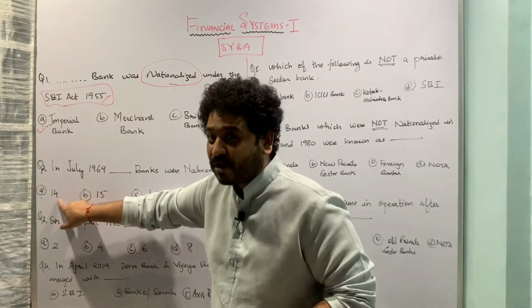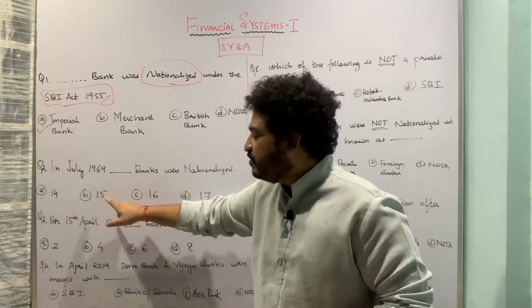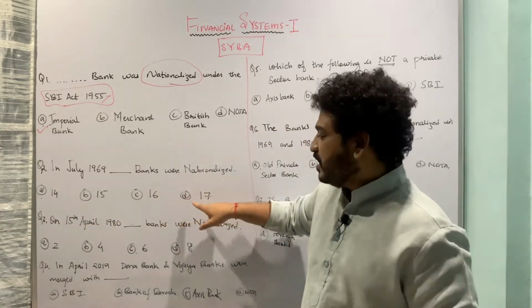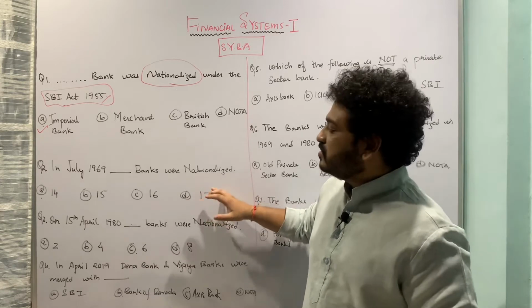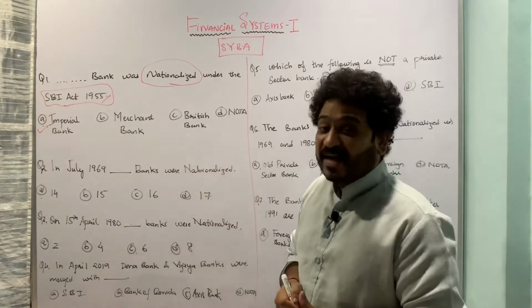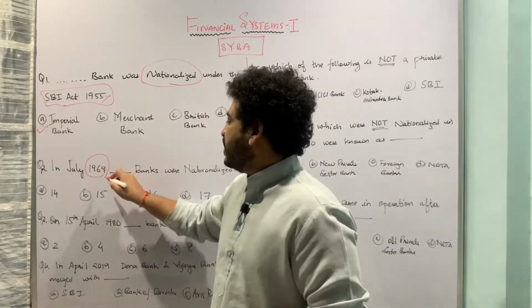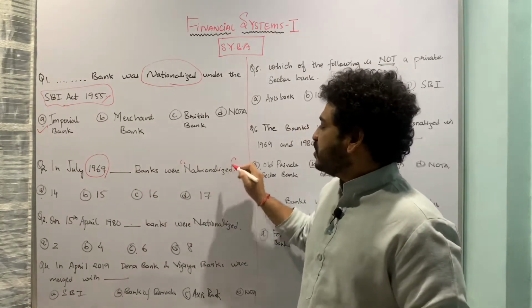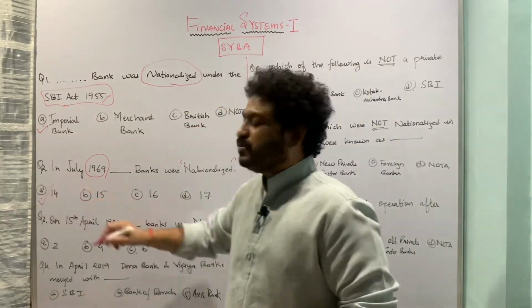because option A is talking about 14, option B is talking about 15, option C is talking about 16, and option D is talking about 17. So therefore the correct option is in July 1969. Here I am looking at July 1969. How many banks were nationalized? There were 14 banks which were nationalized.